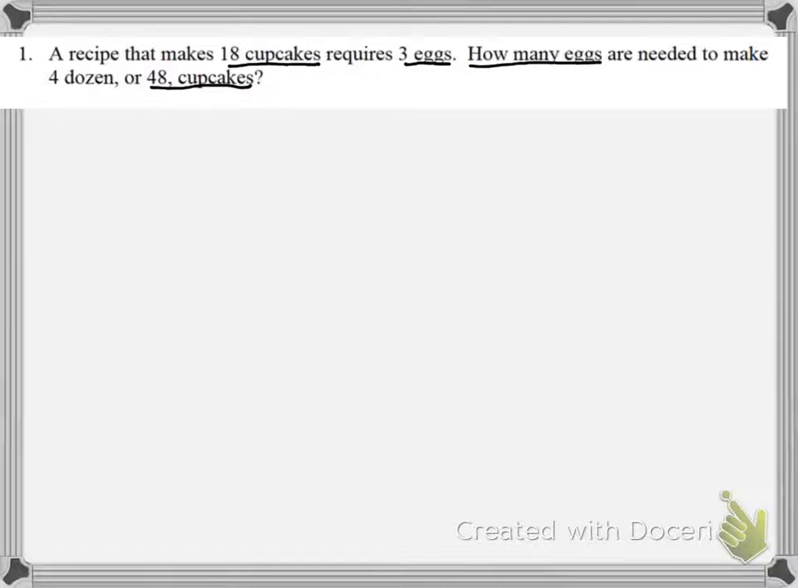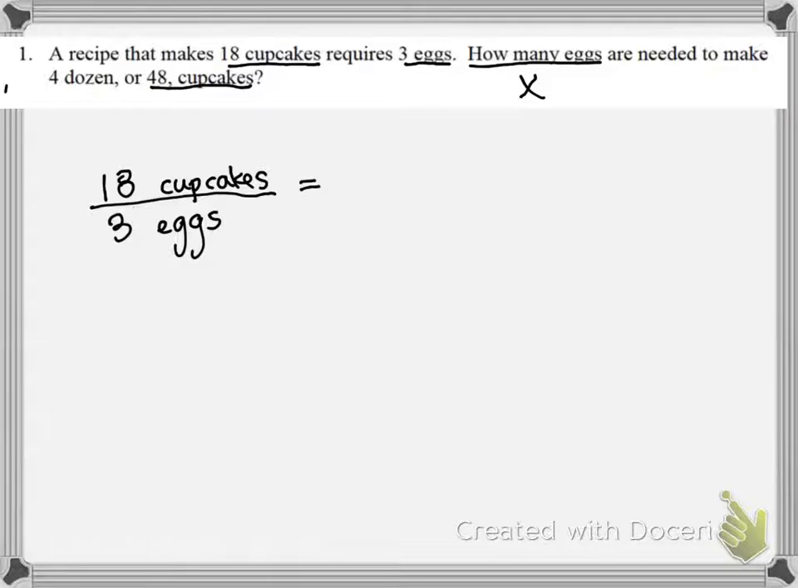So, which of these 4 things that I underlined is going to be our variable? If you said how many eggs, that is correct. I'll use X for my variable. You can use whatever variable you like. So remember they said we're going to have a known ratio. So our known ratio is that if I want to make 18 cupcakes, that I need to have 3 eggs. That's my known ratio. So over here on the other side is going to be my unknown ratio.